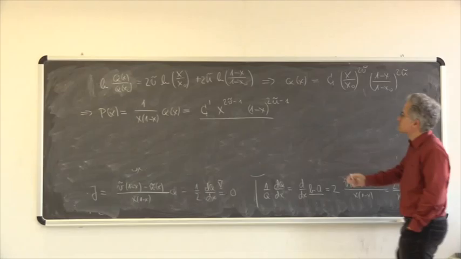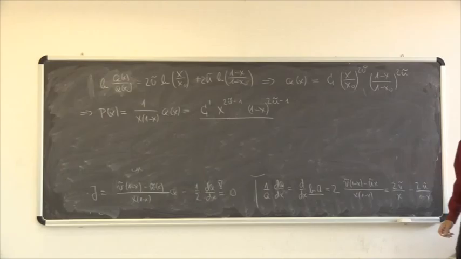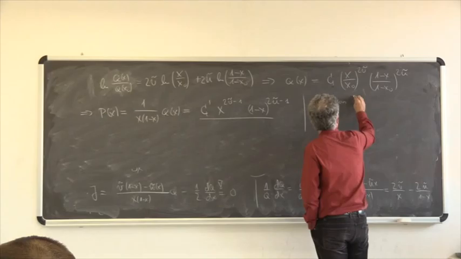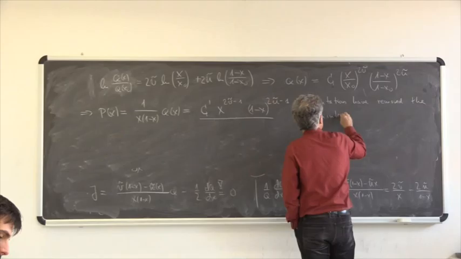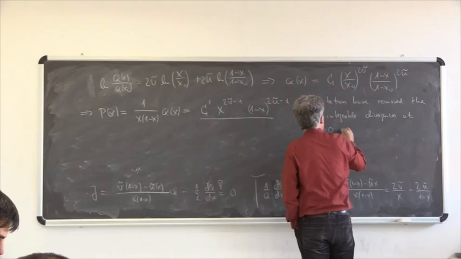This can of course still have a divergence. If v tilde is less than 1/2, then this will still be divergent at x equal to 0 or at x equal to 1, but it will no longer be non-integrable. So the mutations have removed the non-integrable divergences at x equal to 0 and x equal to 1. So this is now a good stationary distribution.